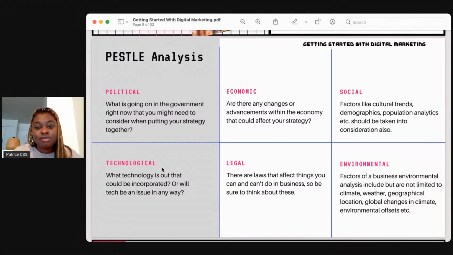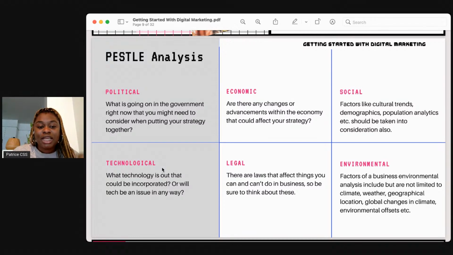How could that affect my business? How could that affect my messaging? How could that affect my target audience and their current state of mind? Think about these things, write these things down. I want you to screenshot this. We're not doing that activity here now. I'm going through it with you, but this is something that you're going to go away and do and apply.